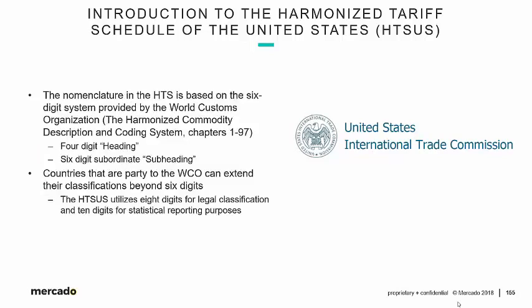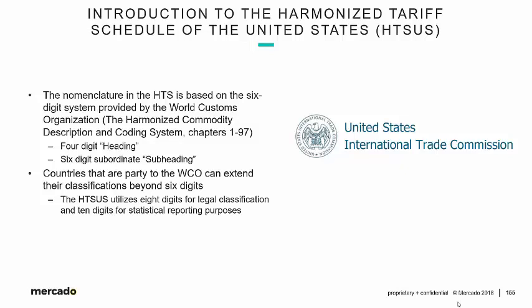Now we're starting to get a little bit more into the details of how the HTS is structured. The nomenclature in the HTS is based on the 6-digit system provided by the World Customs Organization, whose full name is the Harmonized Commodity Description and Coding System, found in chapters 1 through 97. Let's stop here for a second. We've talked a bit about this. Let's talk some more about it.